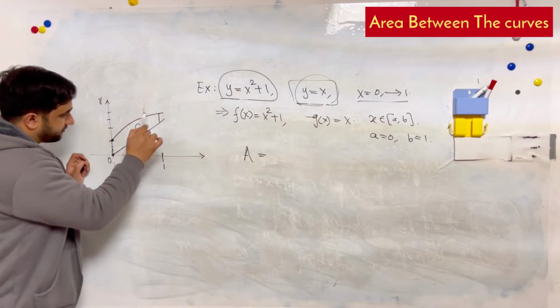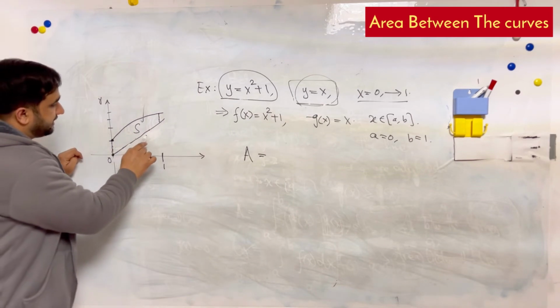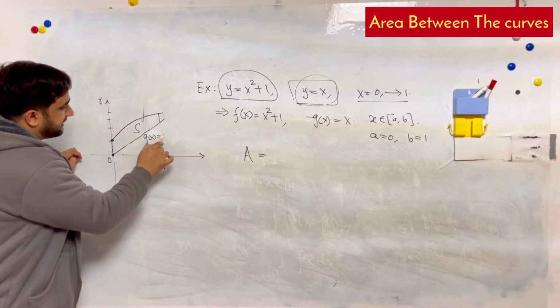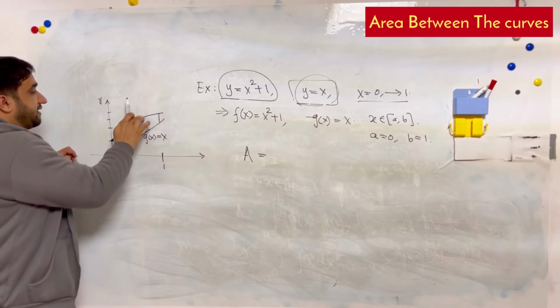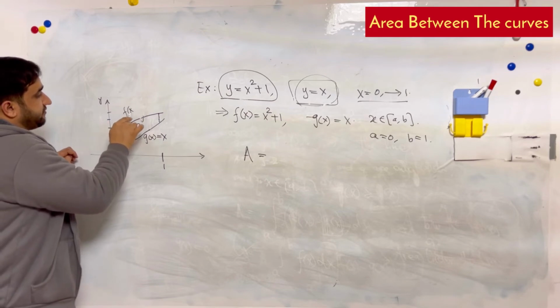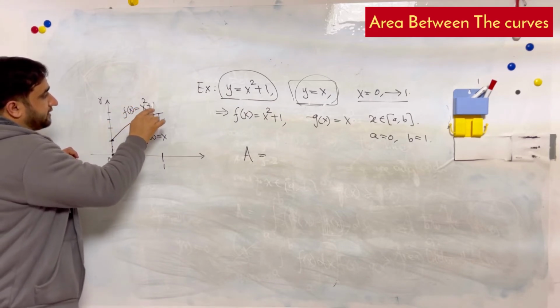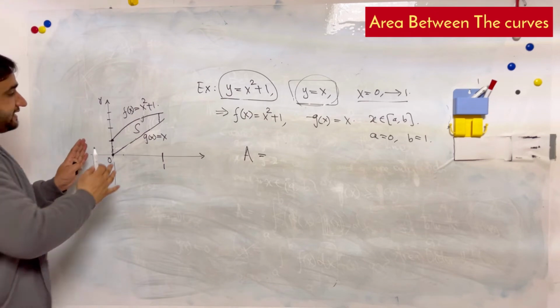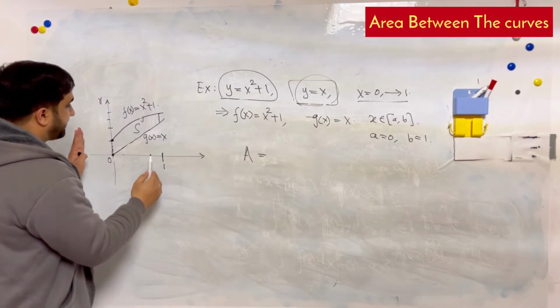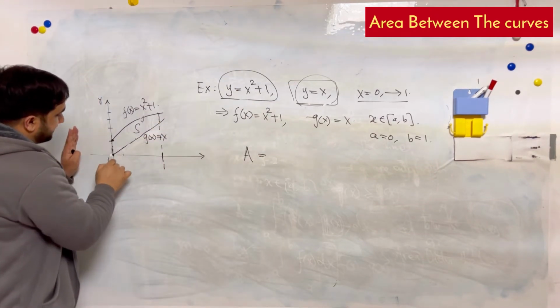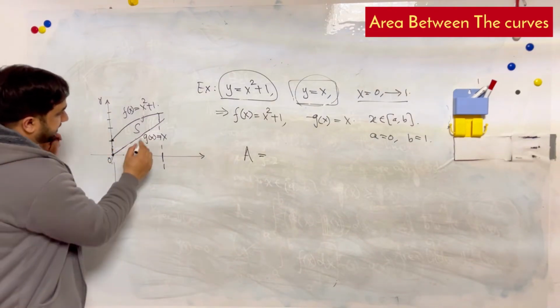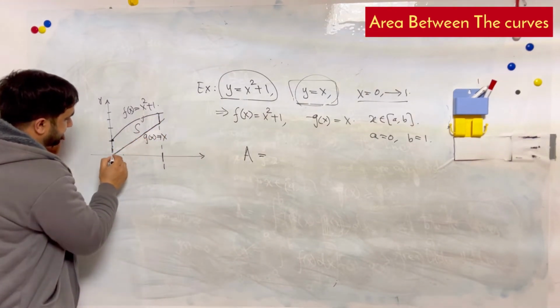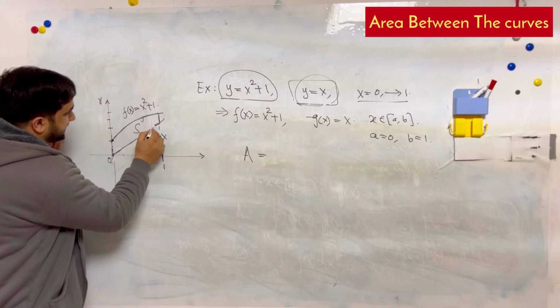Now there are two curves. One curve from the bottom, this one, g of x, which is x, and the other curve from the upper side, it is f of x, which is x square plus 1. So there are two curves and they are passing like this, but I am only interested in this region, and in this region I am only interested in this part, in this shape of the geometry.